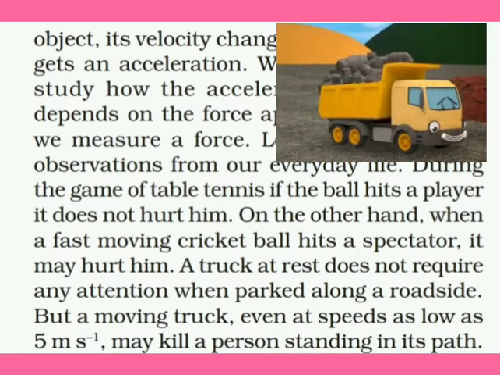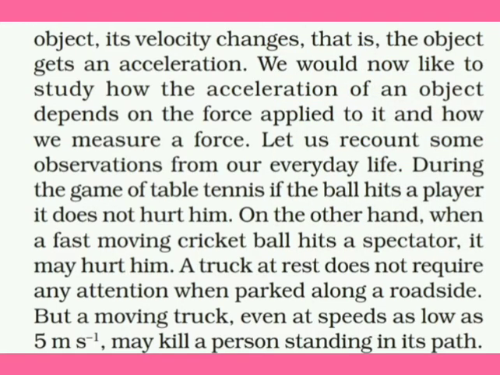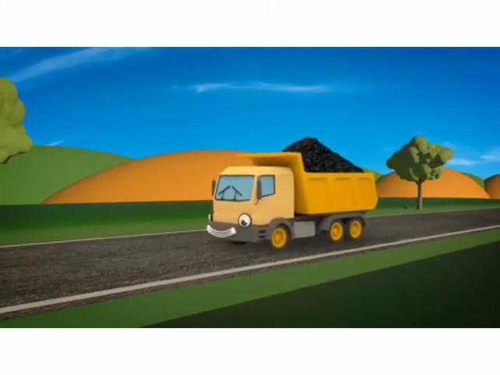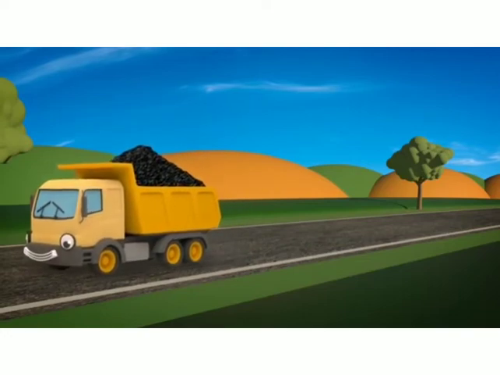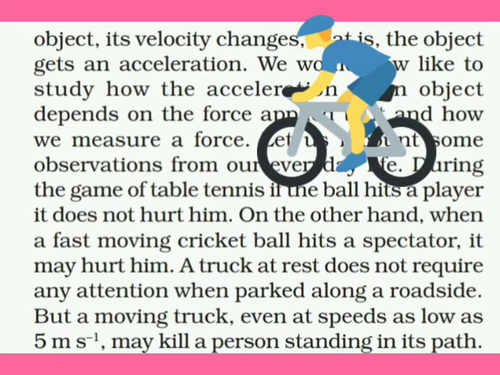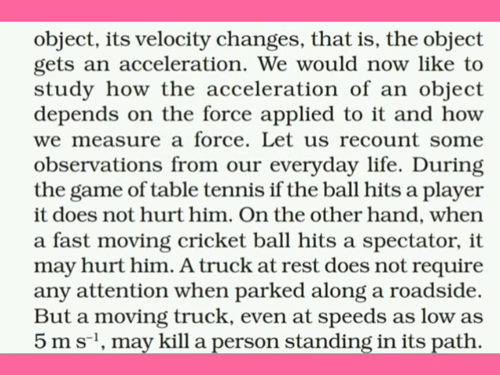A truck at rest does not require any attention when parked along a roadside, but a moving truck, even at speeds as low as 5 meters per second, may kill a person standing in its path. If we consider a bicycle instead of a truck, then what will happen? It may cause only a minor injury to a person standing on its way. The force exerted by the truck is much greater than that of the bicycle traveling with the same speed. The mass of the truck is greater than the mass of the bicycle. So a moving truck even at a low speed can kill a person standing on its way.